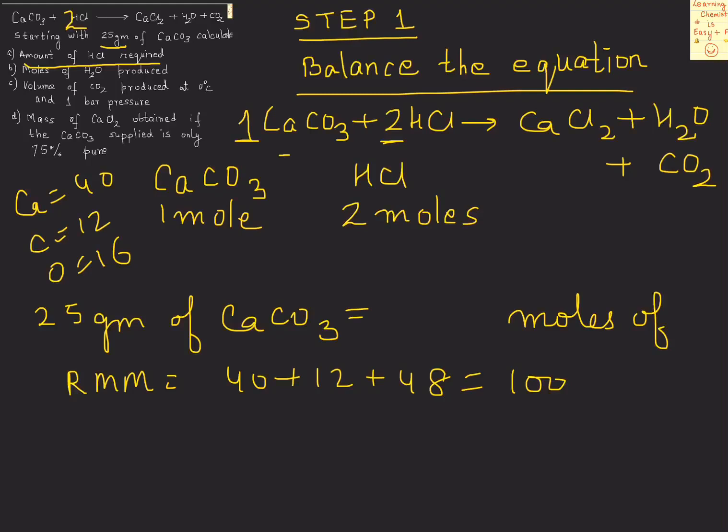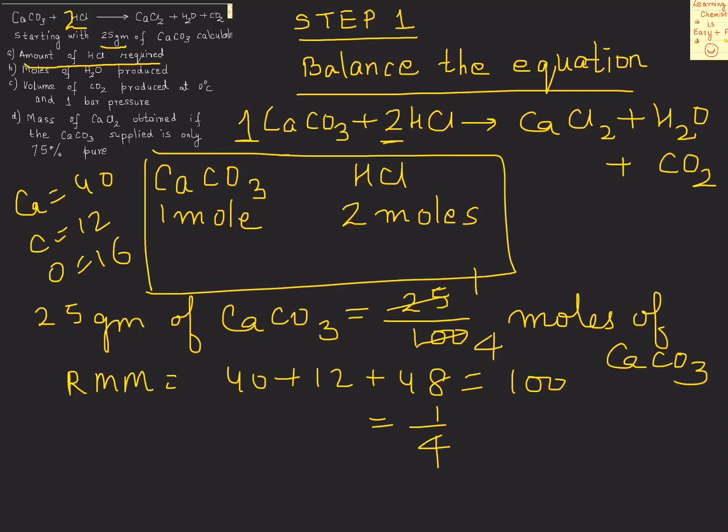So, RMM is 100. So, 25 grams of calcium carbonate would be the mass divided by the RMM. So, it's simple, 25 by 100, 1 by 4 moles of calcium carbonate. So, I have here 1/4 mole. So, let's go back to the question. We have 1 mole of calcium carbonate giving us 2 moles of HCl. So, 1/4 mole of calcium carbonate will give us how many moles of HCl?